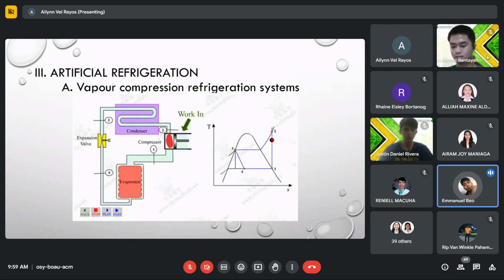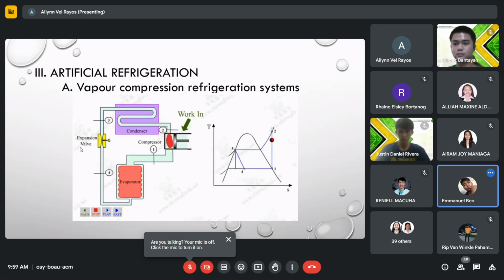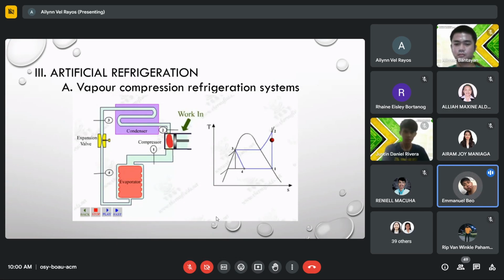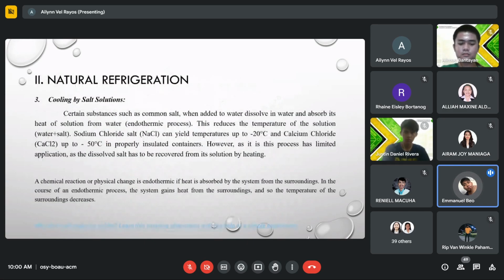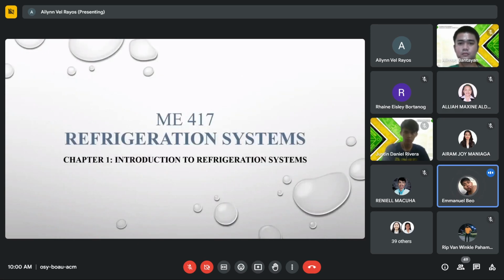To summarize the discussion, we first learned what refrigeration and cooling are. The difference is that in refrigeration the temperature is lower than the surrounding temperature, while in cooling it just reaches equilibrium. Next we studied natural refrigeration systems, where in early times ice and natural weather were used.